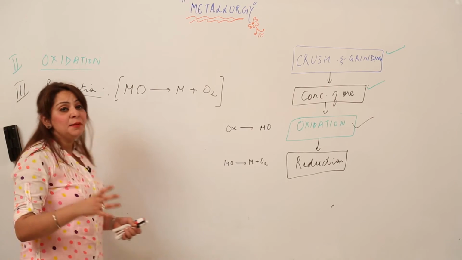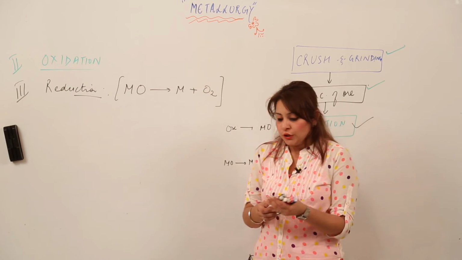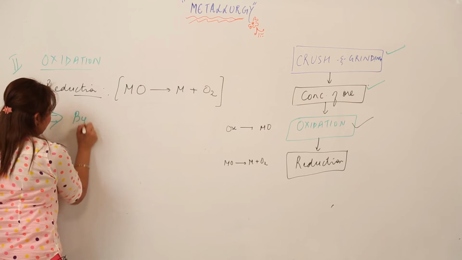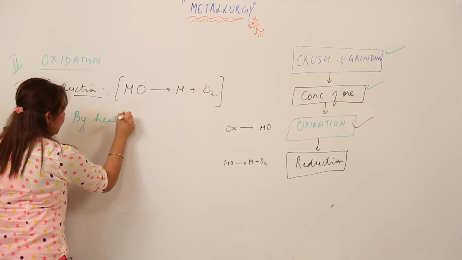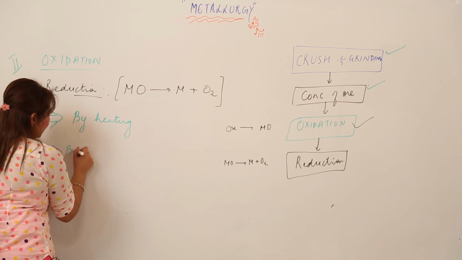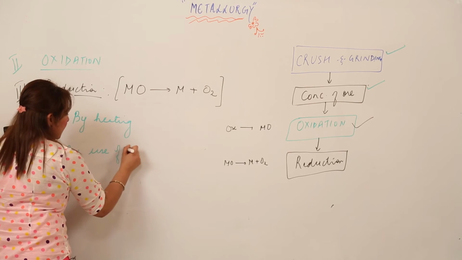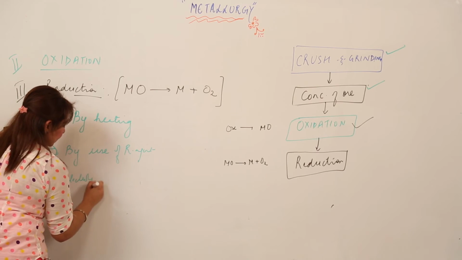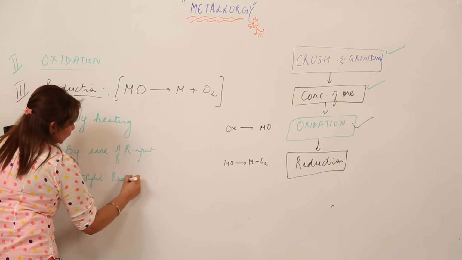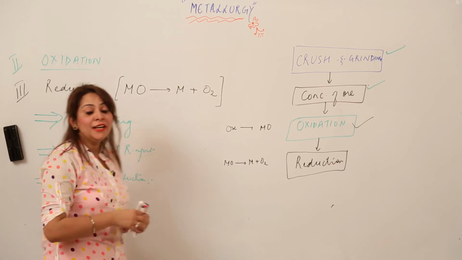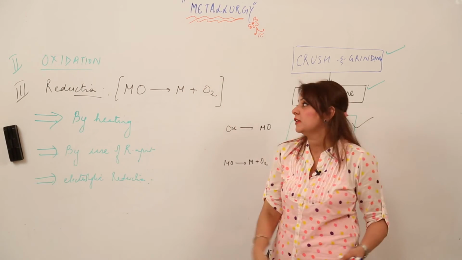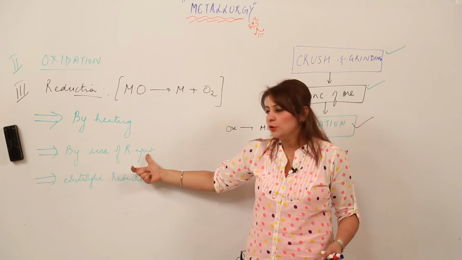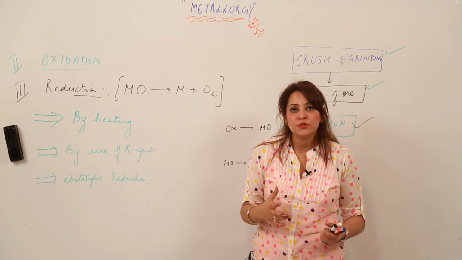Now again, there are many methods which are employed for the reduction. So what are those three methods? First method is by heating. Second method is by use of reducing agent, and third method is electrolytic reduction. Right. So there are three methods for reduction. That means there are three methods which are employed to separate oxygen from metal. One is by heating, one is by use of reducing agent, and the third is electrolytic reduction.